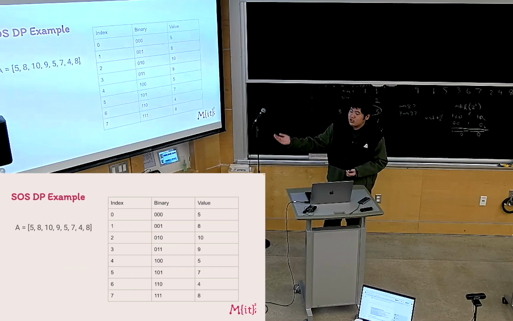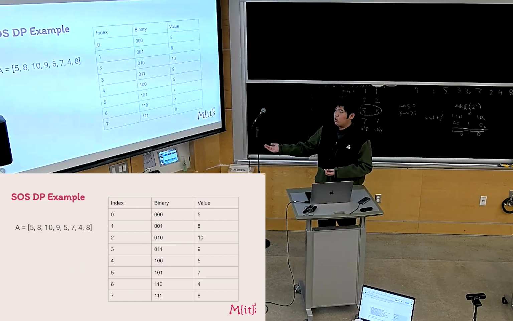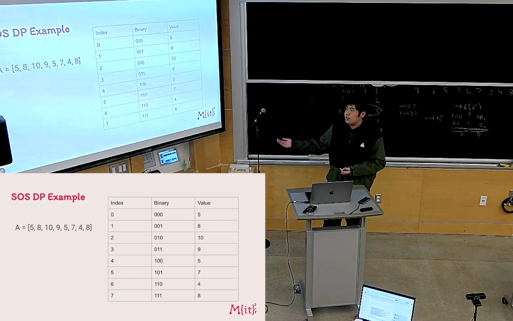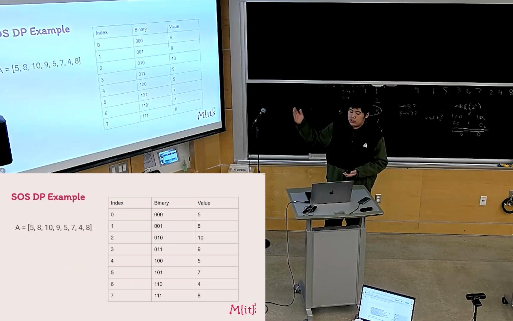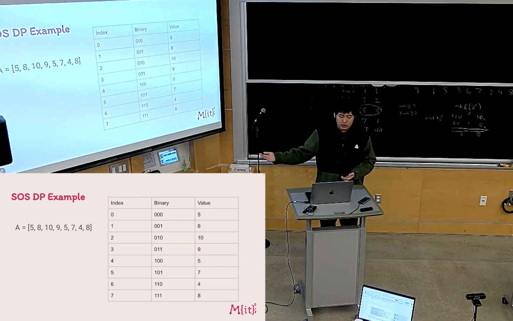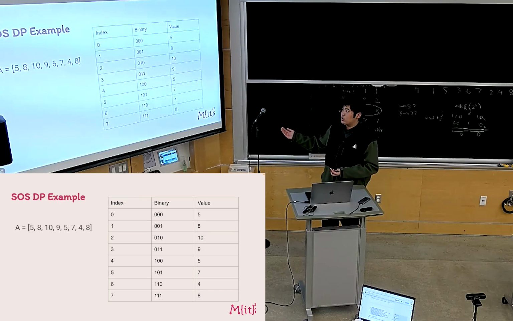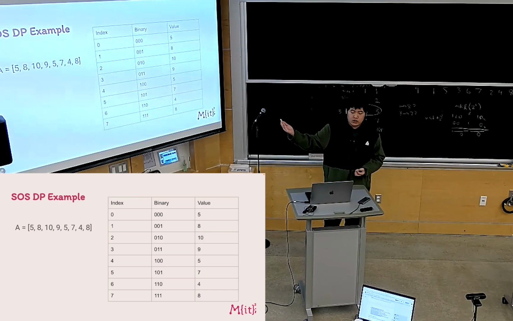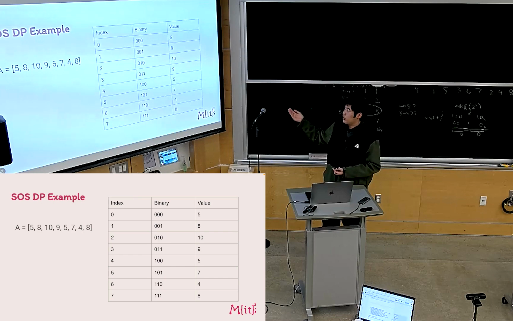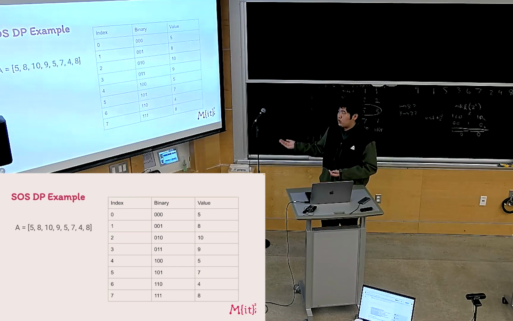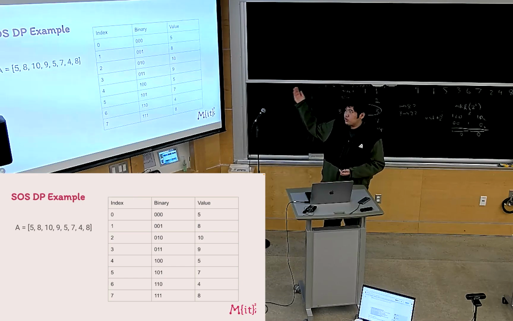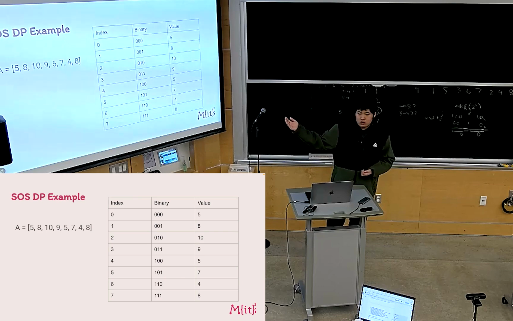So here, consider the array A, which is equal to 5, 8, 10, 9, 5, 7, 4, 8. You can see the table mapping the index, then the index in binary notation, and then the value. So you see, let's say 0 has the binary representation of 000 and has value 5, or say 4 has the binary representation of 100 and also has value 5. Does this array make sense?